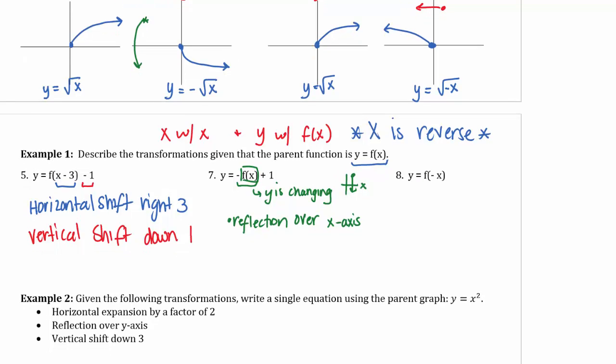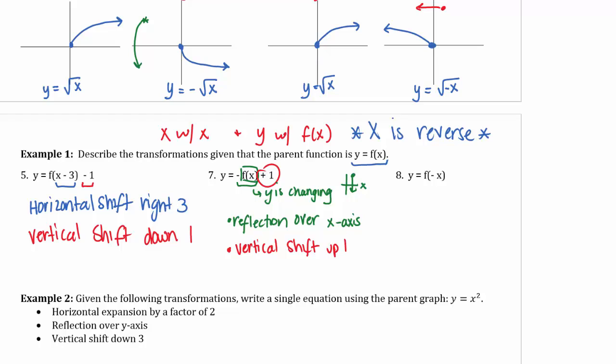Then I have this plus 1 that's on the outside, so it's y, so that plus or minus is always a vertical or horizontal shift. So since it's f of x plus 1, it's vertical shift up 1.